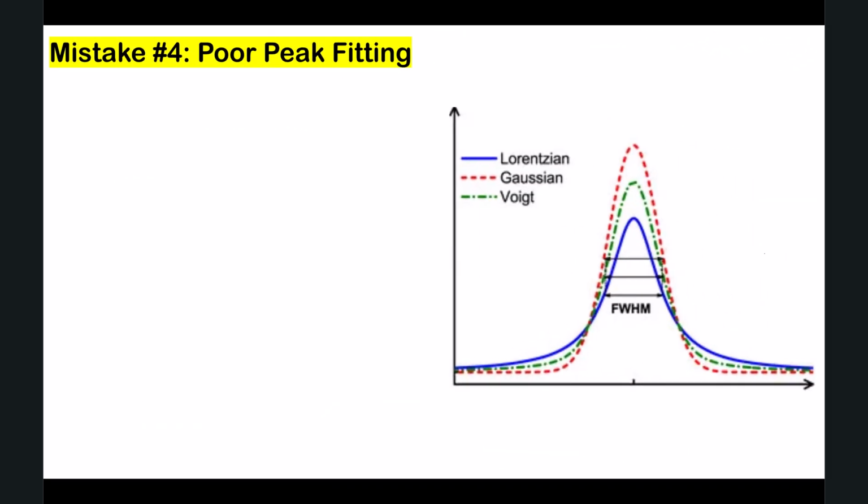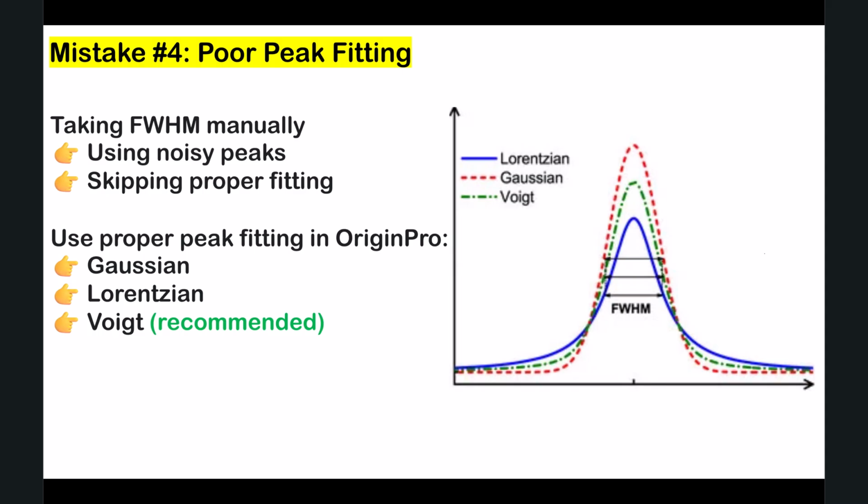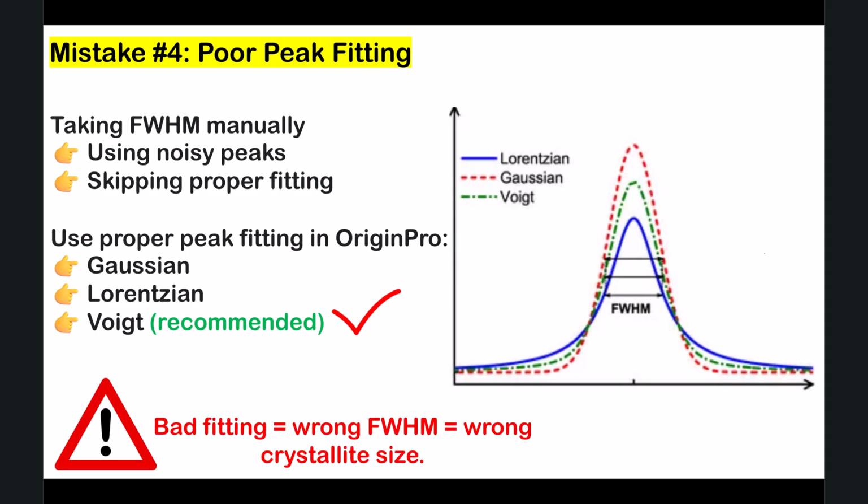Another common mistake is extracting FWHM manually from noisy peaks without proper fitting. This leads to incorrect FWHM and ultimately wrong crystallite size. Instead, always use proper peak fitting tools such as Origin Pro. Apply fitting functions like Gaussian, Lorentzian, and most importantly, Voigt. Voigt fitting is generally preferred for XRD peaks as it provides more realistic results. So remember, the better your fitting, the more reliable your results will be.